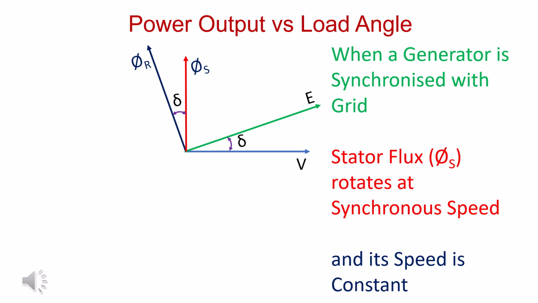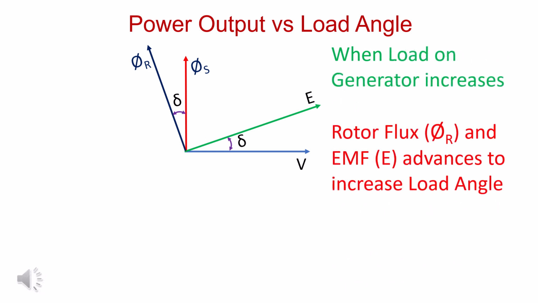When a generator is synchronized with grid, stator flux phi s rotates at synchronous speed and its speed is constant. When load on generator increases, rotor flux phi r and EMF E advance to increase load angle.